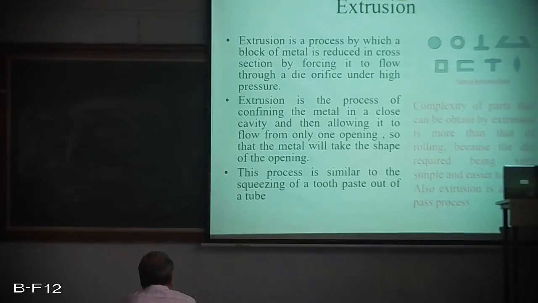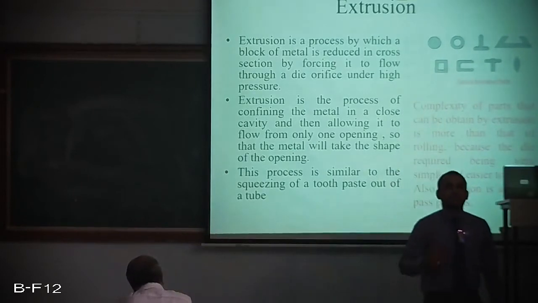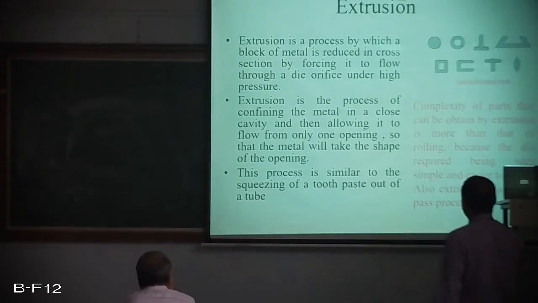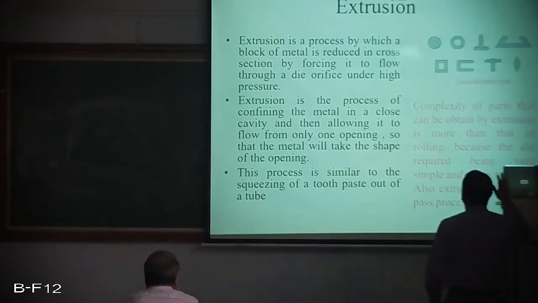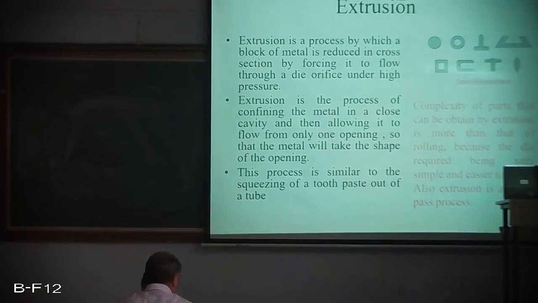Regarding the complexity, the parts that can be obtained by extrusion are more complex than those of rolling. Rolling will be discussed in the further classes. The reason is the die required is very simple and easier to make. Also, extrusion is a single pass process, whereas in rolling, we can go for multiple passes to reduce the cross section and provide suitable shapes. In extrusion, in a single pass itself, we are going to get the required shape.